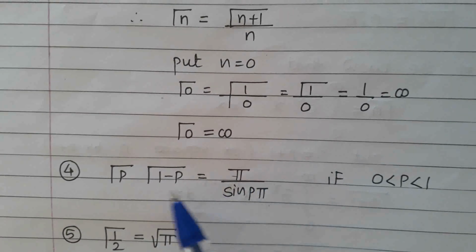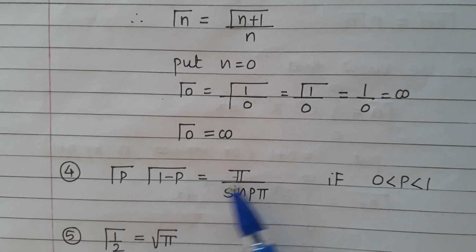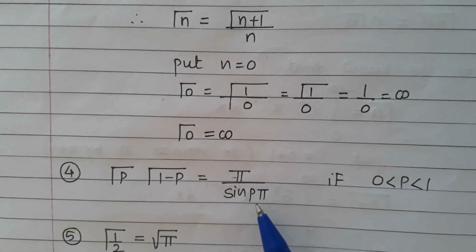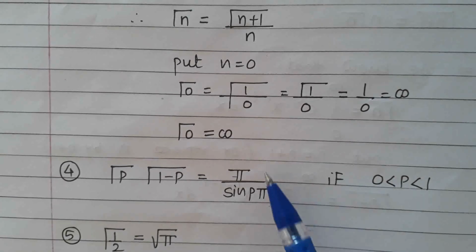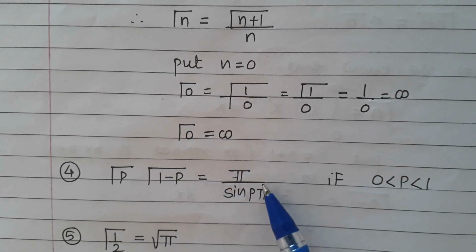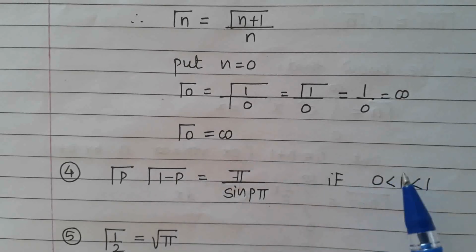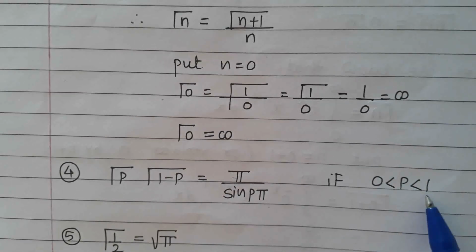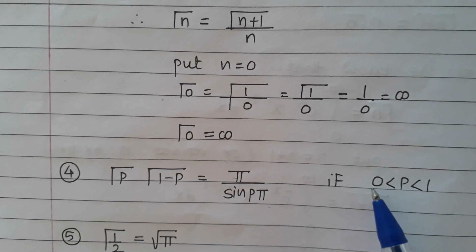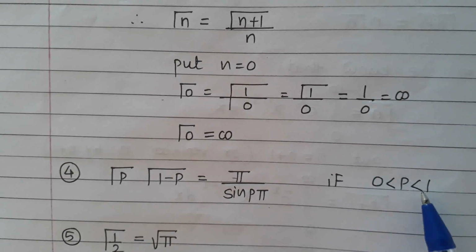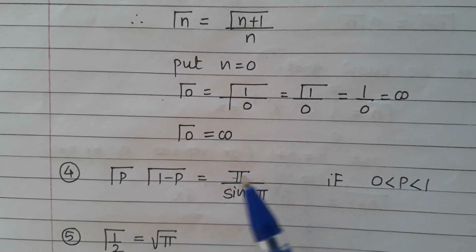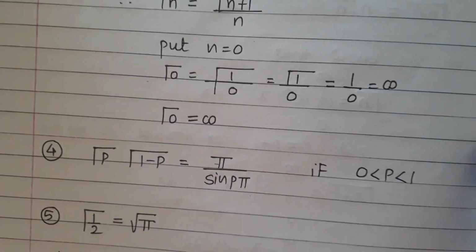Next property is gamma p into gamma 1 minus p is equal to pi upon sine of p pi. This is an important result. We can use this result if and only if the value of p lies between 0 and 1. This value should not be less than 0 or greater than 1. So you can use it many times in the evaluation of integrals.